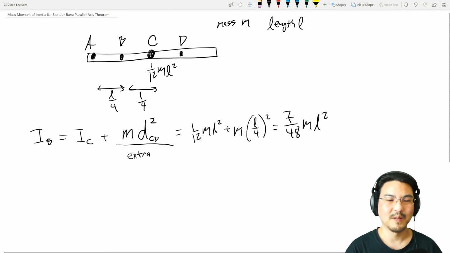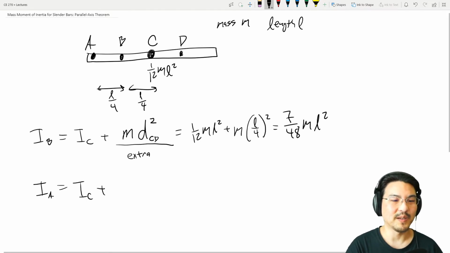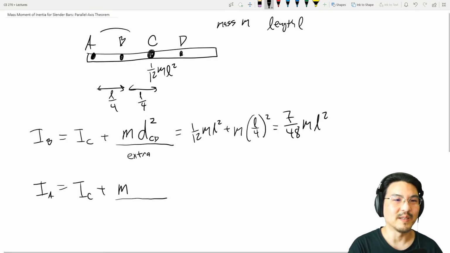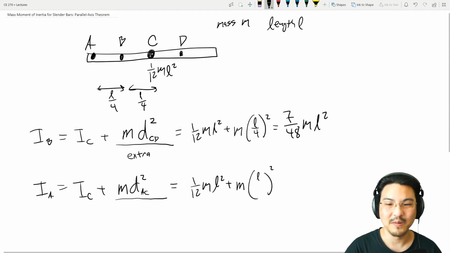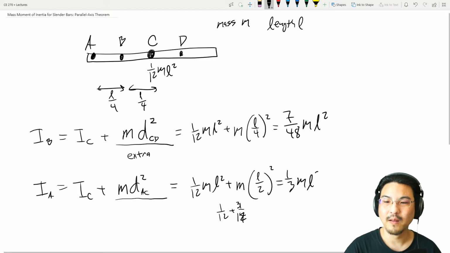Okay, let's say, what's the moment of inertia about A? Again, definitely more than this. So it's this one plus extra. How much extra? The mass of the bar times the distance between these two parallel axes, between A and C, squared. So here it would be 1/12 mL squared plus the mass of the bar times the distance between these two, which would be L over 2, squared. So 1/12 plus 1/4 is 4 over 12, so 1/3. Okay, so that's how you use the parallel axis theorem.